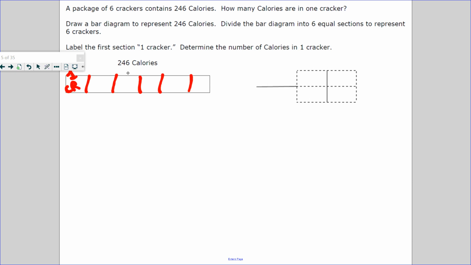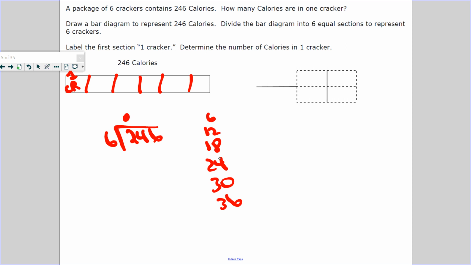So if I have 246 calories, can I break it equally into 6 sections? So can 6 go in 2? 0 times. Can 6 go in 24? I'm going to write out my 6's on the side in case I do not know my 6's. 6, 12, 18, 24, 30, 36. All right, now, can 6 go in 24? Yes, it can. It goes in 4 times.